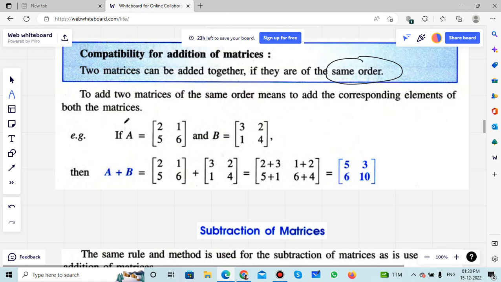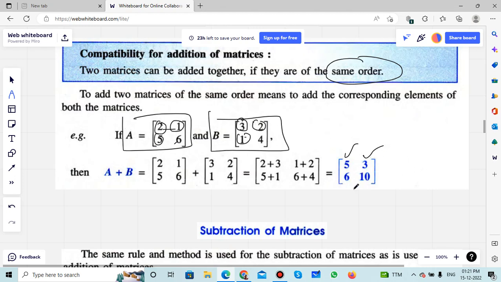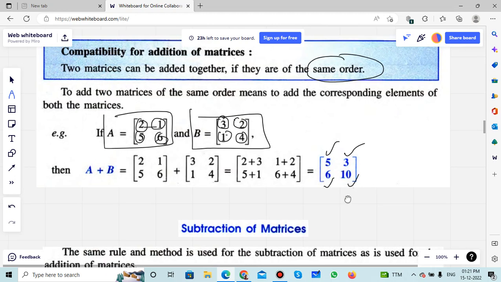So for example, there is a matrix A, which is this one, and matrix B, which is this one. Same order, 2 by 2 and 2 by 2 here. So the first element is 2, the first element of the corresponding is 3. So 2 plus 3 will be 5. Then 1 and 2, 1 plus 2 is 3. Then 5 plus 1, 6. Then 6 plus 4, 10. So this is how we add them up.